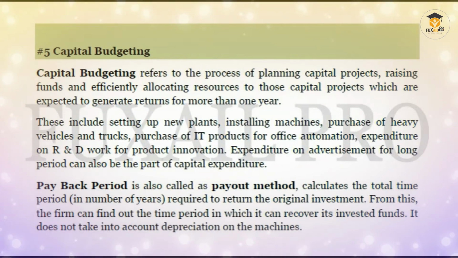Number 5. Capital budgeting. Capital budgeting refers to the process of planning capital projects, raising funds, and efficiently allocating resources to those capital projects which are expected to generate returns for more than 1 year. These include setting up new plants, installing machines, purchase of heavy vehicles and trucks, purchase of IT products for office automation, expenditure on R&D work for product innovation. Expenditure on advertisement for long period can also be the part of capital expenditure.